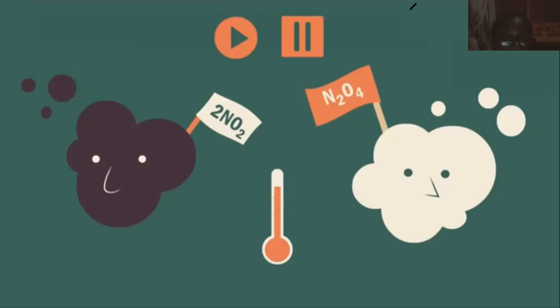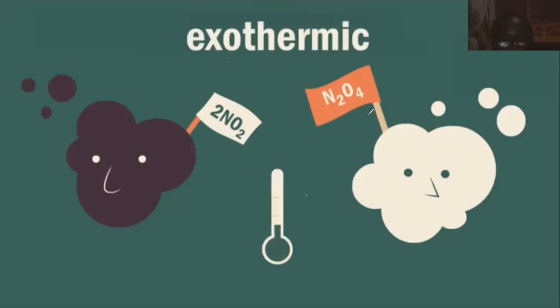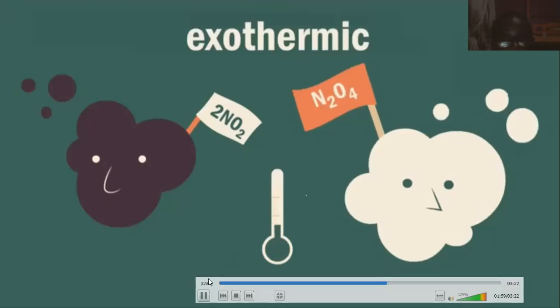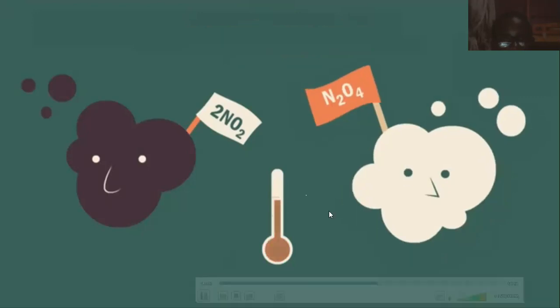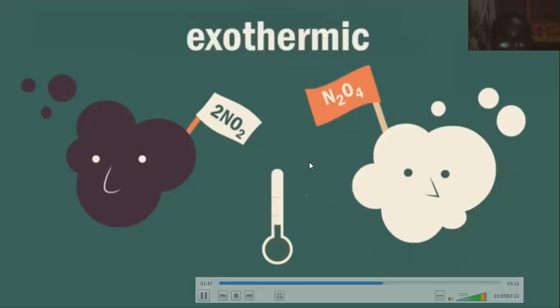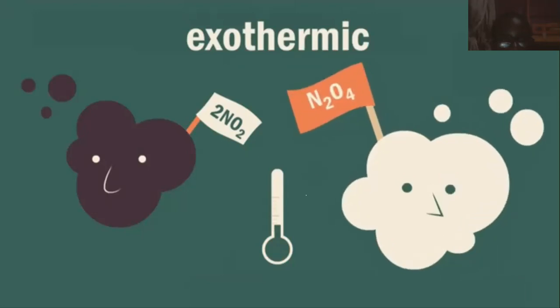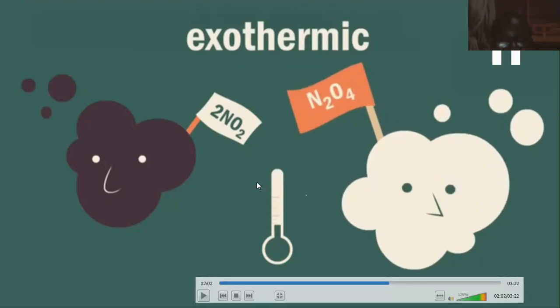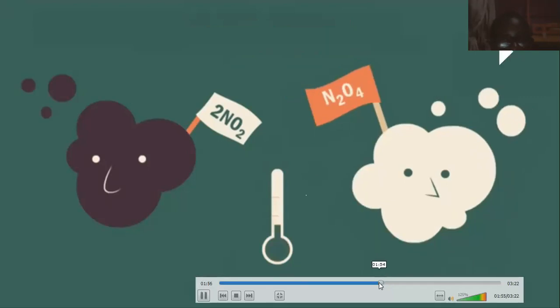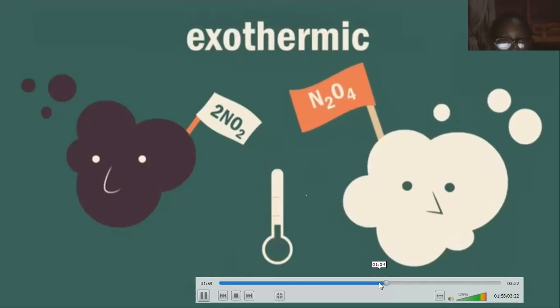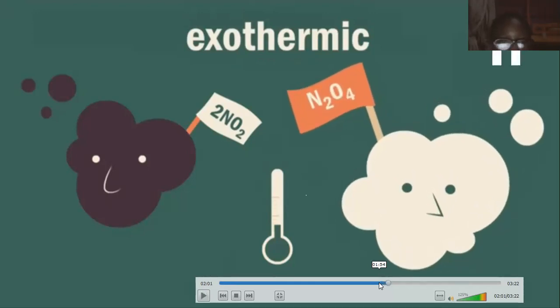Okay, I want us to think about this. A decrease in temperature favors the exothermic reaction, so more dinitrogen tetroxide is produced. I hope you understand that.